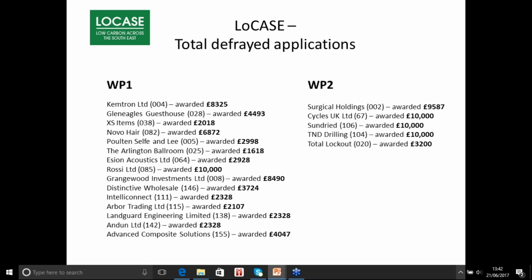Looking at some total defrayals, we've got a few more that have defrayed by now, but as you can see, we're racking up the numbers in terms of businesses that we're helping. We've got lots and lots of businesses within our area that we are helping, so you could be one of those businesses. You can come to us for support, and we're very willing and able to help you to access funding.